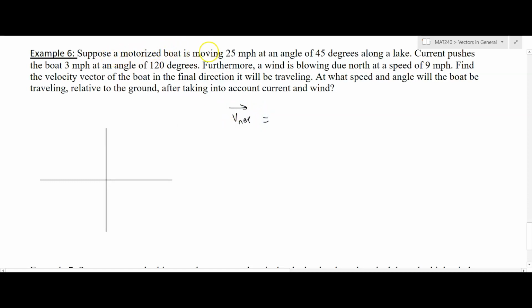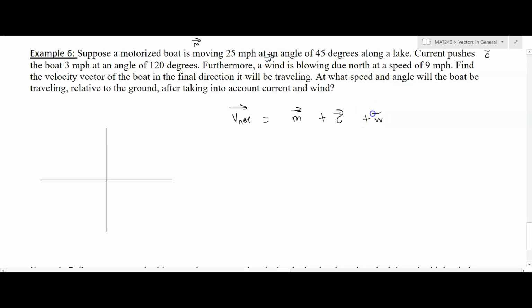So we have a motorized boat, so we'll just say due to the motor of the boat, we'll refer to that as the m vector. And that's traveling at an angle there. Current pushes the boat 3 miles per hour, so we also have plus a current vector. There's some sort of current vector that we're going to need to find. And a wind is blowing due north, we'll just call that w.